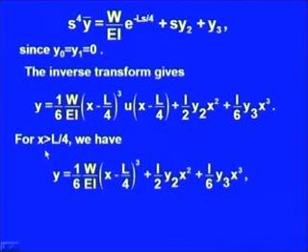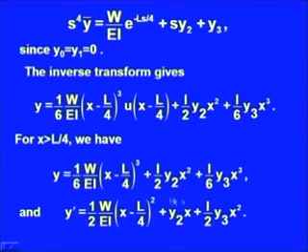So, what we do is let us see what happens when x is greater than L by 4, because the end x equal to L satisfies x greater than L by 4. If you take x to be greater than L by 4, you will be able to get rid of u of x minus L by 4, and then you can take the derivative of y with respect to x. So, for x greater than L by 4, we have y equal to 1 by 6 into W by EI into (x minus L by 4) raised to the power 3, because when x is greater than L by 4, the unit step function gives us value 1, and then 1 by 2 into y2 x square, plus 1 by 6 into y3 into x cube.